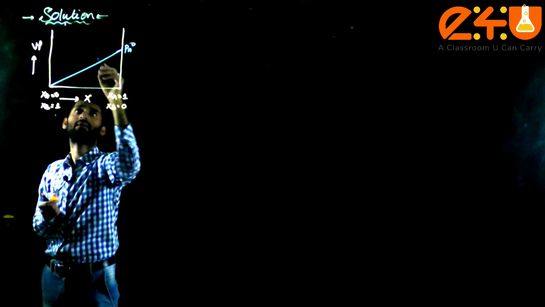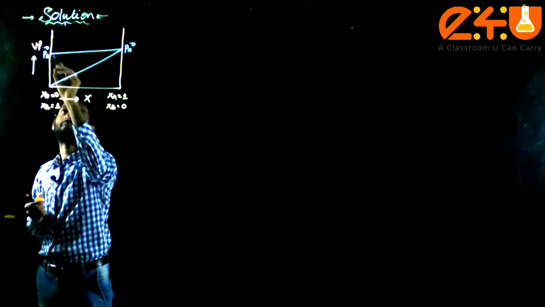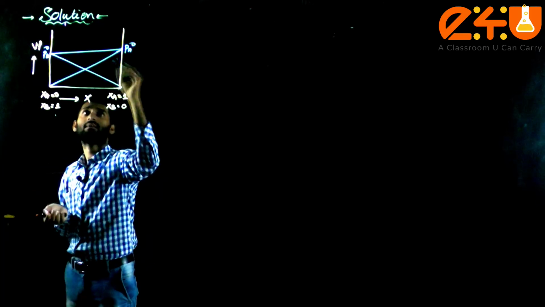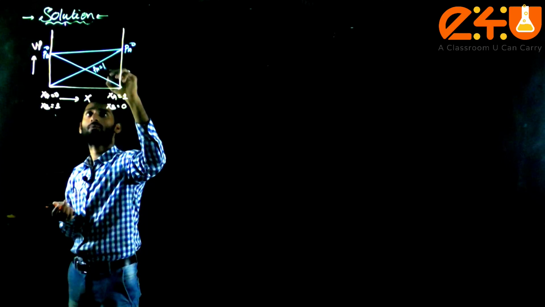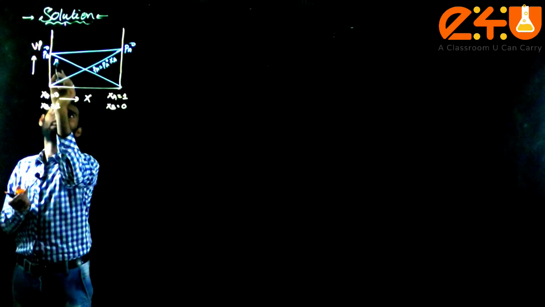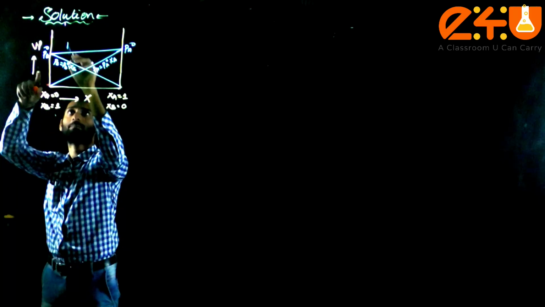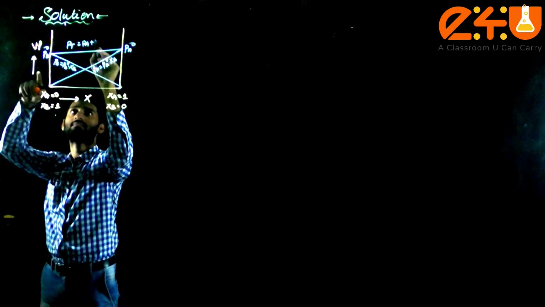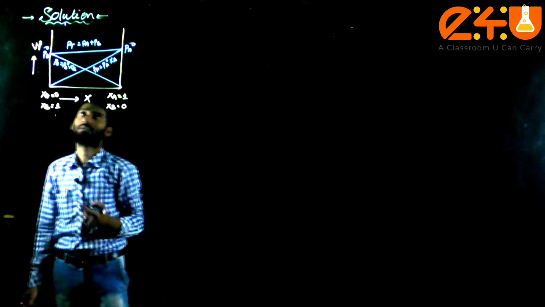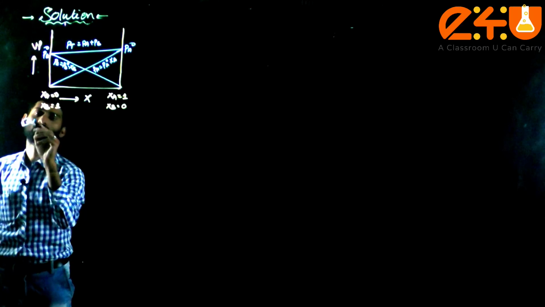I can consider this is Pa naught. This is Pb naught, and this, dear students, is the total. Pa is equal to Pa naught into Xa. Now I can write Pb is equal to Pb naught into Xb. This comes under, dear students, P total. P total is equal to Pa plus Pb. Pa is equal to how much? Pa naught into Xa plus Pb naught into Xb. This is for liquid type of solutions.